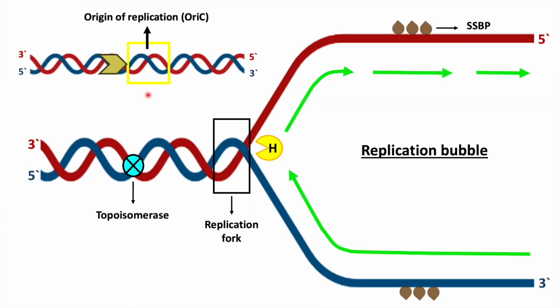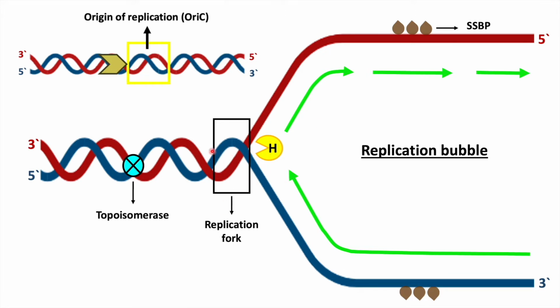So DNA replication is initiated by formation of this origin of replication, and this site of origin of replication is enriched in adenine and thymine, and the pre-replication protein complex binds to this origin of replication and creates this replication bubble. The ends of this replication bubble are called replication forks, and that's where the helicase enzyme comes in and starts unwinding these two DNA strands.